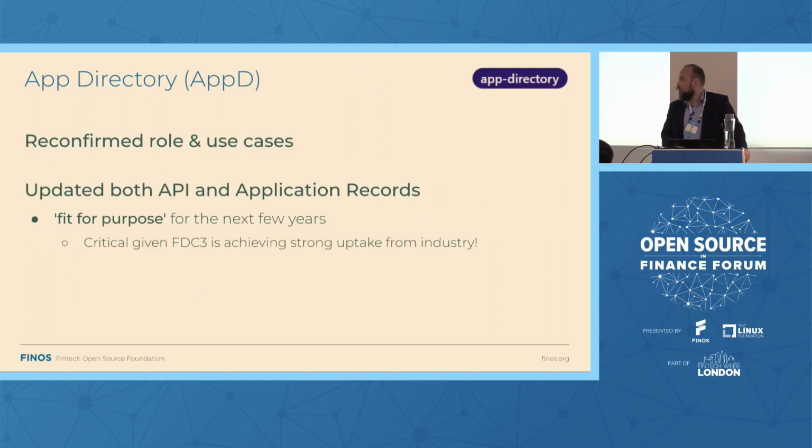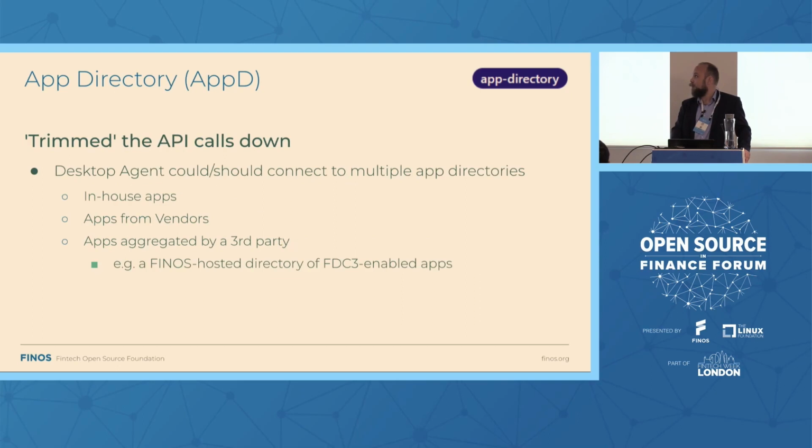Moving on to the app directory, we have spent some time reconfirming its role in desktop interop and the FDC3 ecosystem. And doing so has allowed us to get on with significantly refining both the API and the application records it serves. The goal was basically to make it fit for purpose for the next few years for vendors to publish applications out to the rest of the industry. And that's a fairly critical thing for us to have got done when FDC3 is achieving such strong uptake amongst the industry. We're expecting to see a lot more of them soon.